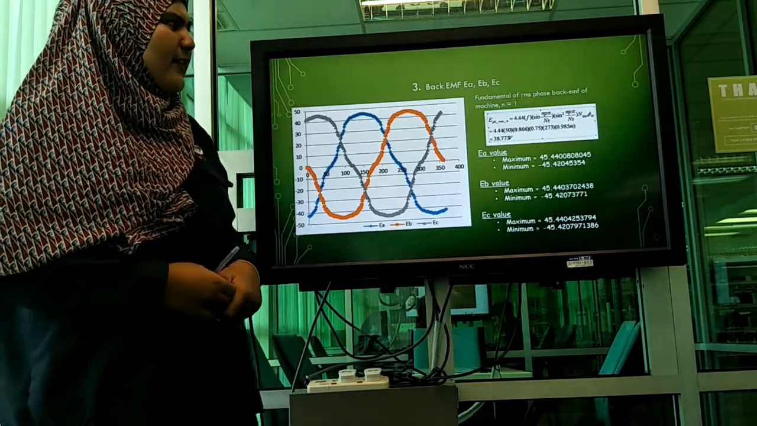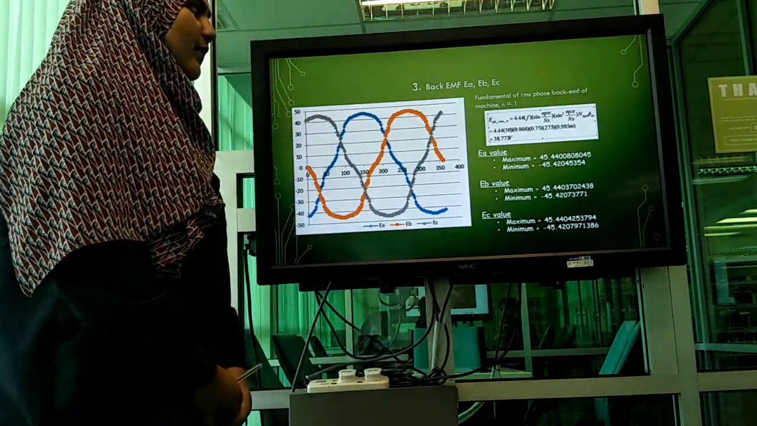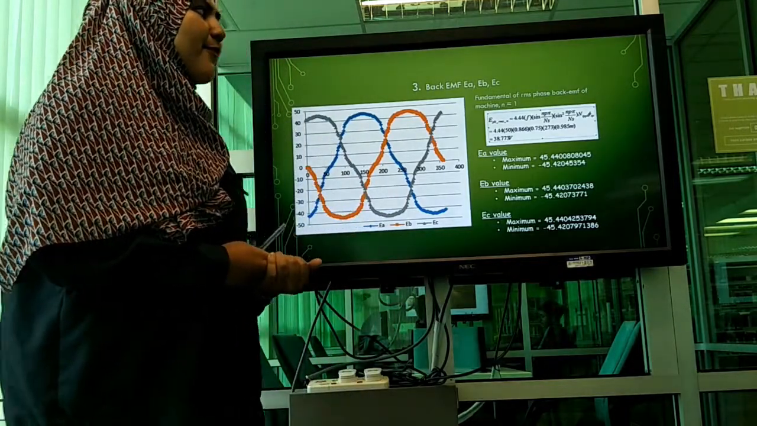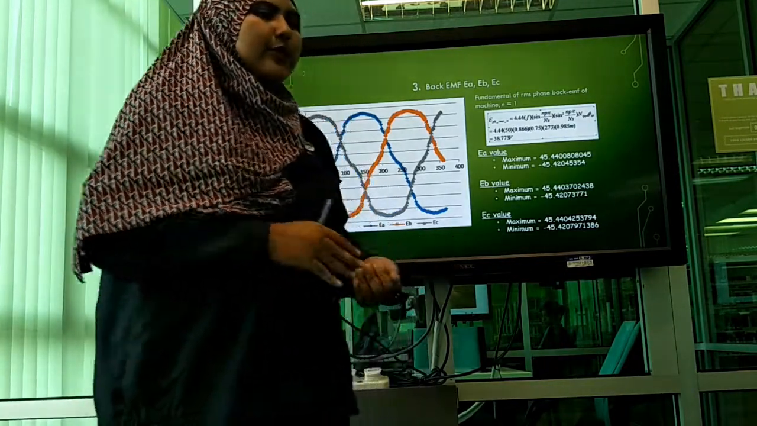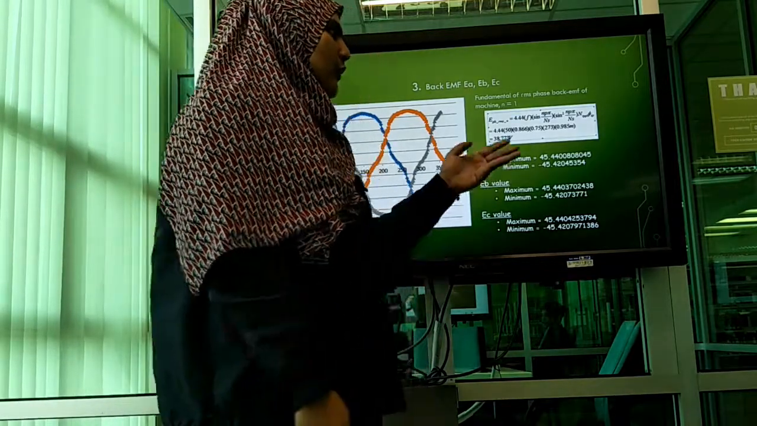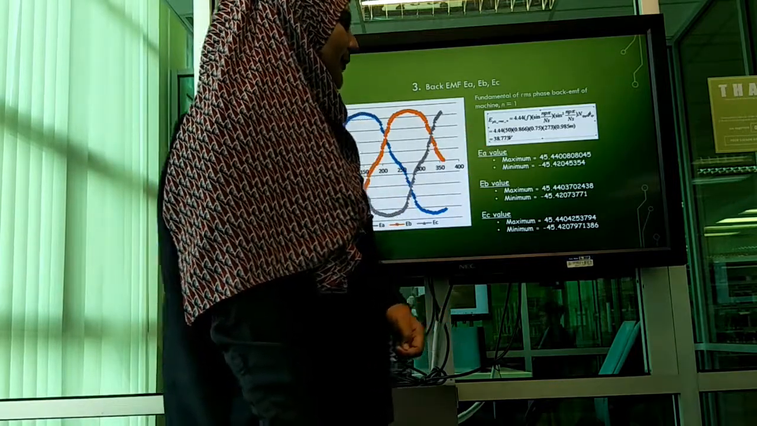Next, I will explain the back EMF, EA, EB and EC. Okay. First, we need to calculate the fundamental RMS phase back EMF of the machine. Usually for the fundamental, we will take n equal to 1. So from the calculation, we get 38.773 volts.